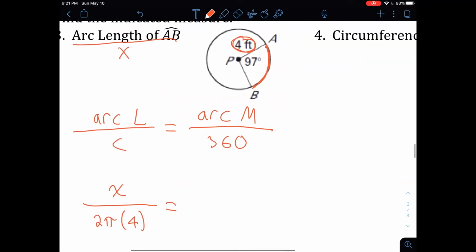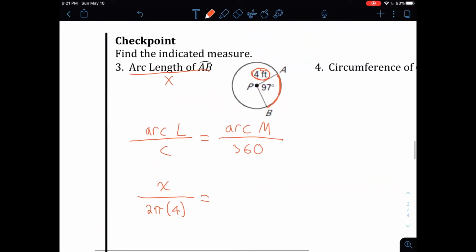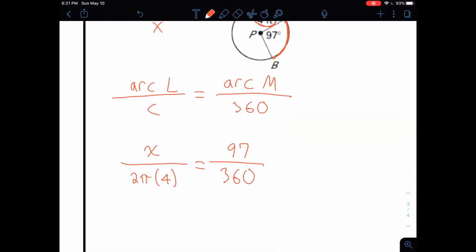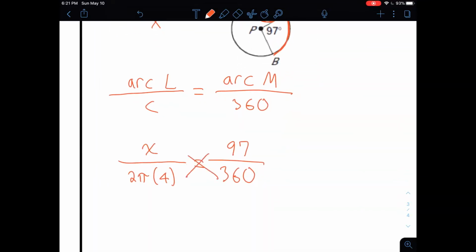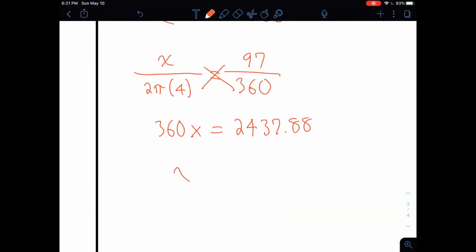It's going to equal, what's the arc measure? What's the degrees that's taking up there? It is 97 over 360. Cross multiply. 360x is going to equal approximately 2,437.88. Divided by 360, we're going to get x is approximately 6.77 feet.